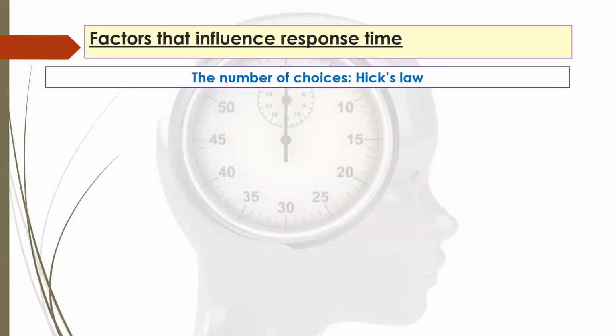Okay, now a few bits of theory that you've also got to be aware of. So there's various different factors that influence response time. You might be able to just take a moment to think about that. We've already mentioned a couple just from the last slide, but what other things might influence response time? One of the crucial ones that we've got to be aware of is the number of choices.